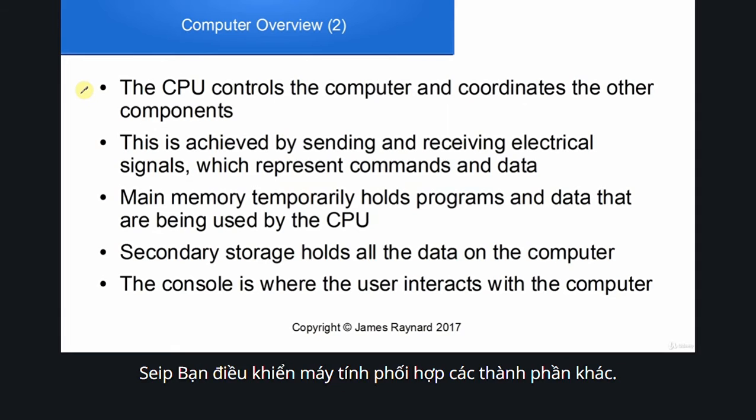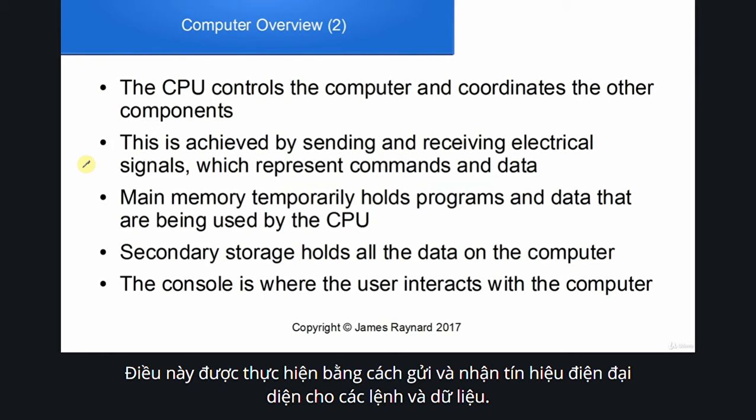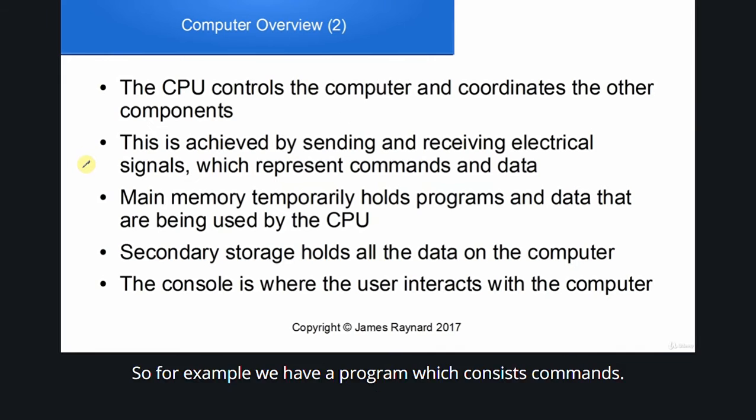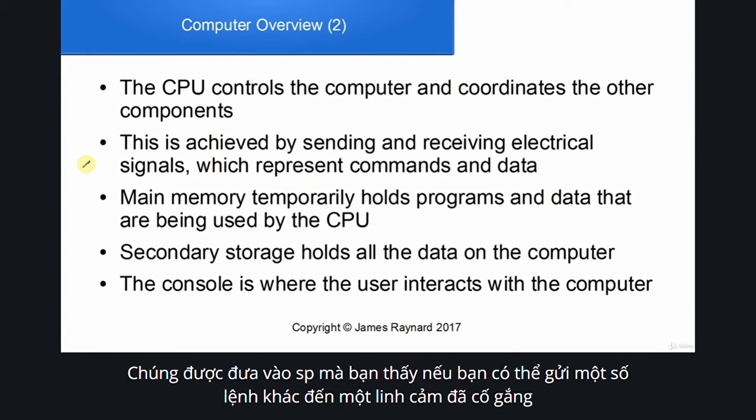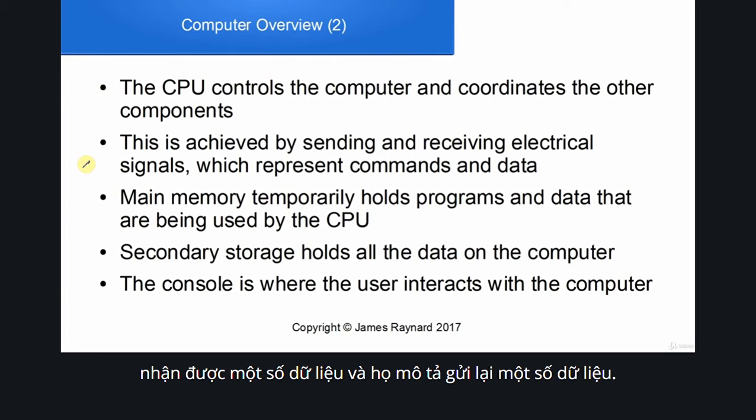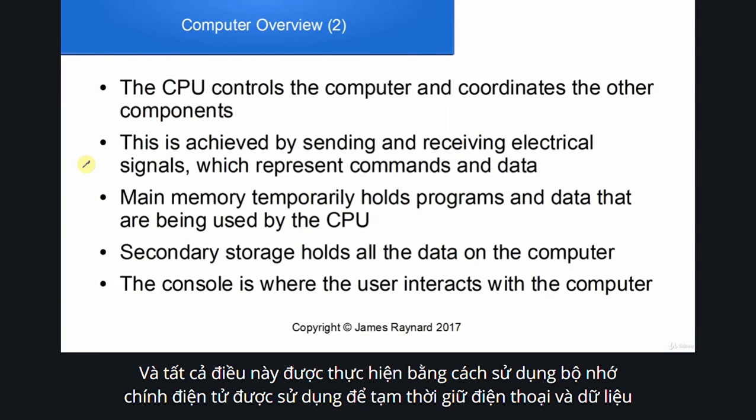The CPU controls the computer and coordinates the other components. This is done by sending and receiving electrical signals which represent commands and data. So for example, we have a program which consists of commands. These are fed into the CPU, and the CPU might send some other commands off to a hard disk drive to get some data, and the disk drive sends back some data, and this is all done using electronics.